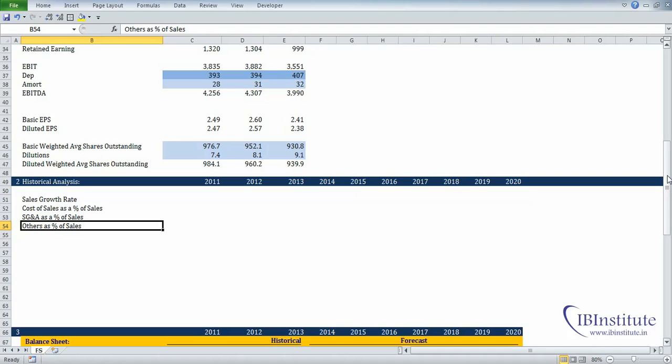If you want, you can forecast stock based compensation based on number of employees, because employee stock option plans are given to employees. So you can find the relationship between stock based compensation expense and number of employees. That can be another way to forecast stock based compensation, but generally we have been taking stock based compensation as a percentage of sales only. To keep it simple, we are taking stock based compensation as a percentage of sales.